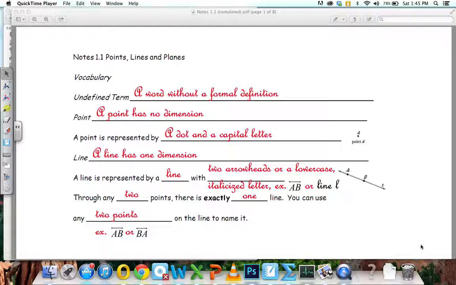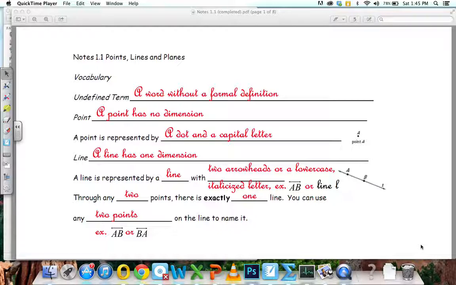All right, so we're going to start with vocabulary as usual, and we've got undefined term. An undefined term is a word without a formal definition. It is so accepted that it does not need to be defined. And those undefined terms are point, line, and plane.